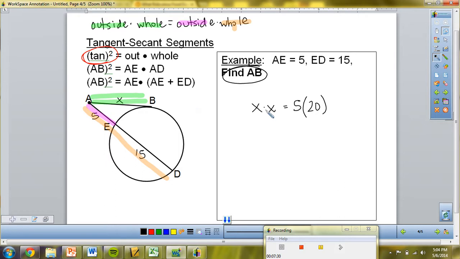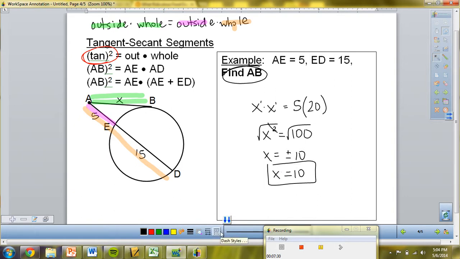And x times x, I know that when I multiply, I add my exponents, so x squared equals 100, which is the same thing that I would have gotten if I just plugged in x squared. So then I solve for x by square rooting. This eliminates the squared power, and I am going to get plus or minus 10. But I know that since we're talking about the length of a segment, I can't actually have a negative 10, so the only possible answer is x equals 10.